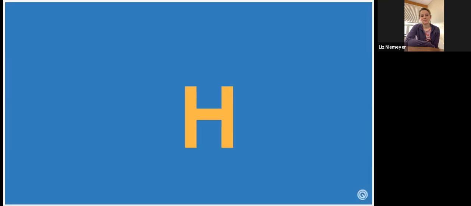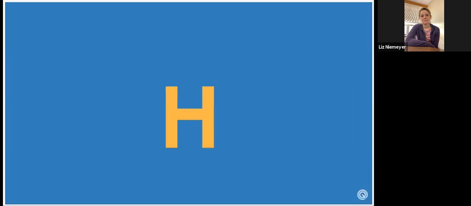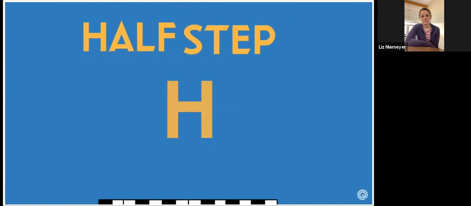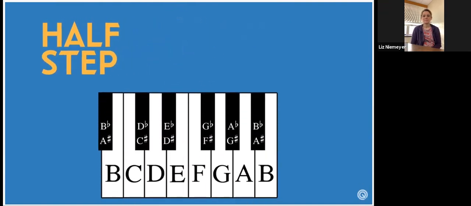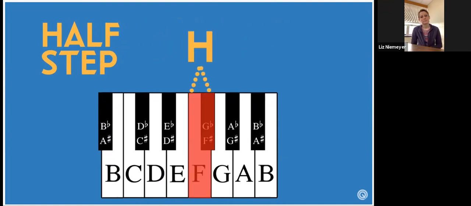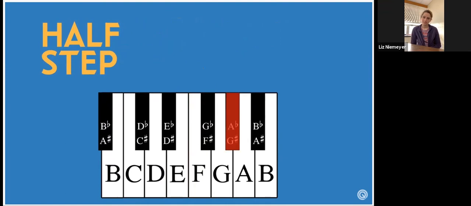But today, I want to talk about this, the basic building block of Western music, the half step. On a keyboard, a half step is the distance between any adjacent keys. For example, if we start on F natural and go up a half step, we land on F sharp. If we start on A flat and go down a half step, we land on G natural.